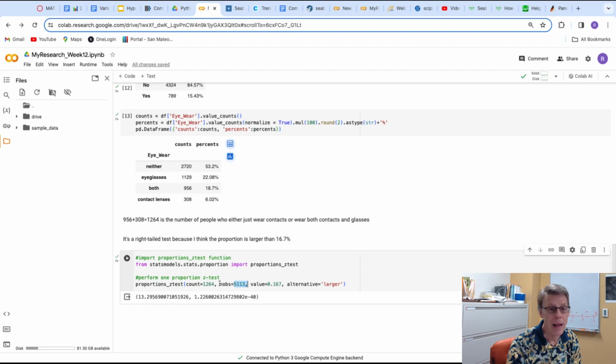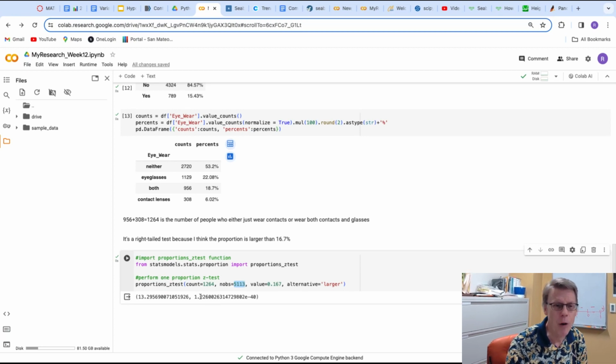When it gets the p-hat, it's going to, under the hood, figure out what 1264 divided by 5113 is, right? And it's going to compare that to the 0.167. This stuff is the only output that you get.